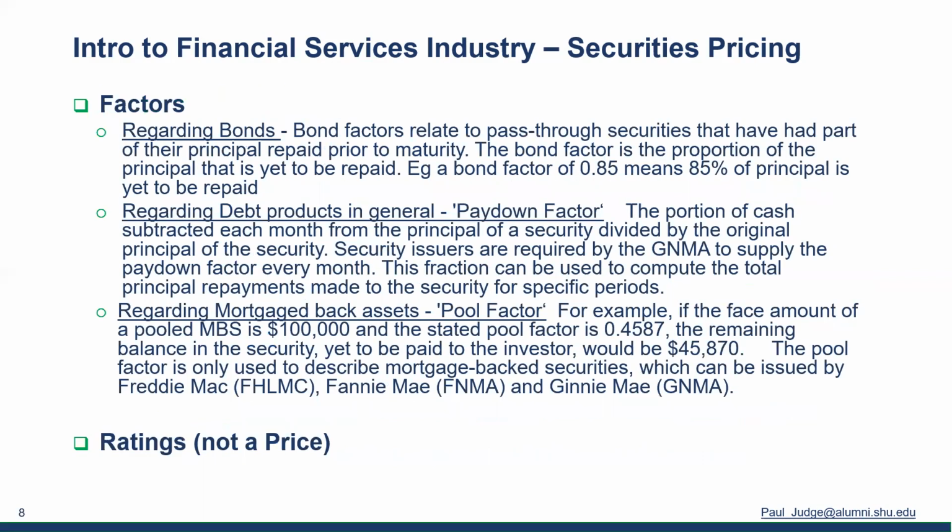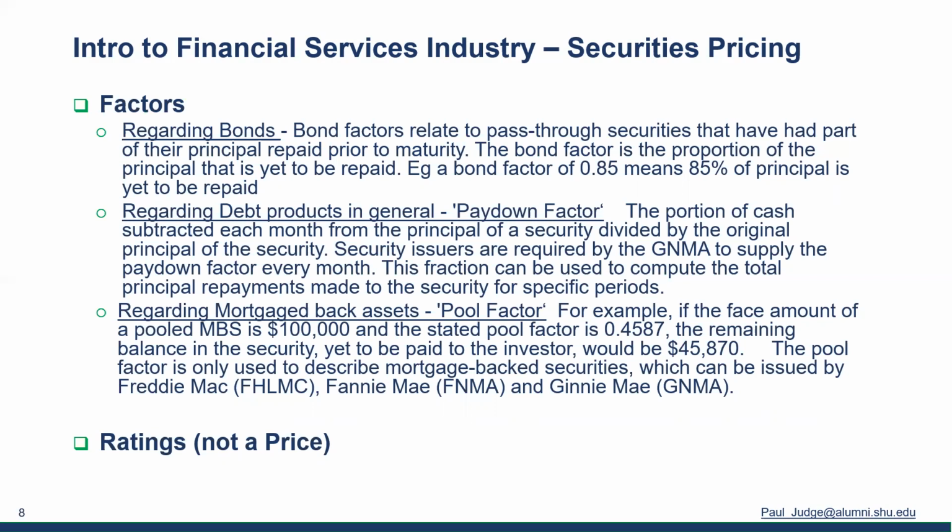Then this is called factors, right? Now, factors are another piece that gets considered when we look at pricing, right? And again, ratings are not a price, factors are not a price, but let's talk about factors. For bonds, bond factors relate to the pass-through securities that have had part of their principal paid prior to maturity. The bond factor is the proportion of the principal that is yet to be repaid, e.g. a bond factor of 0.85 means 85% of the principal has yet to be paid.